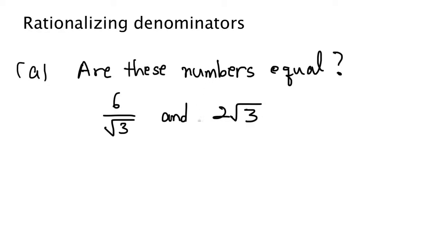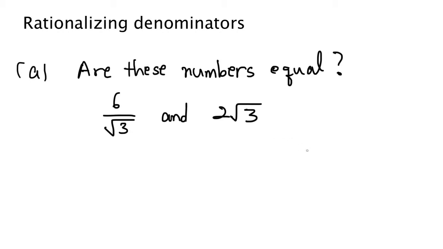We want to talk about rationalizing denominators. So here is a little question to think about. We have two numbers, 6 over square root of 3 and 2 root 3. Are these numbers equal or not equal?